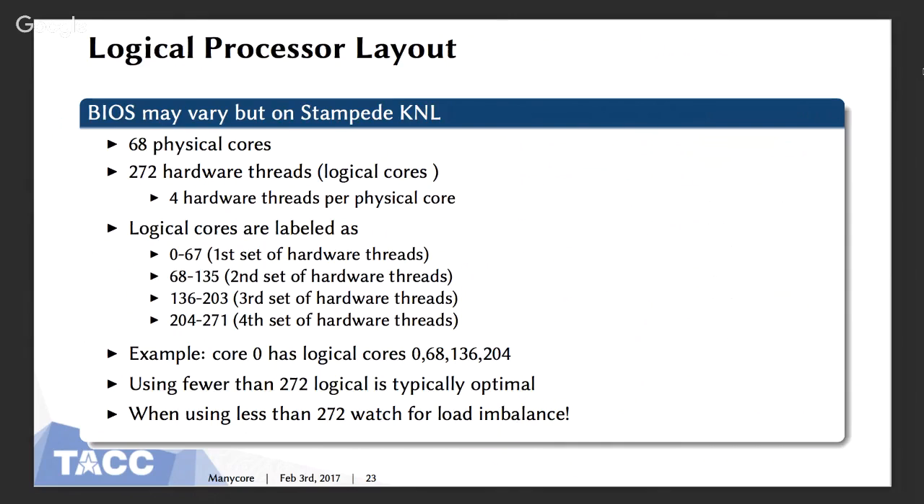Usually you don't want to use all 272 cores. And actually, this shouldn't say 272. If you're using less than 68 cores, you want to watch out for things like node imbalance, because some of your cores are going to be idle.